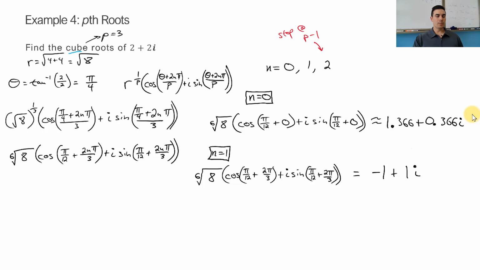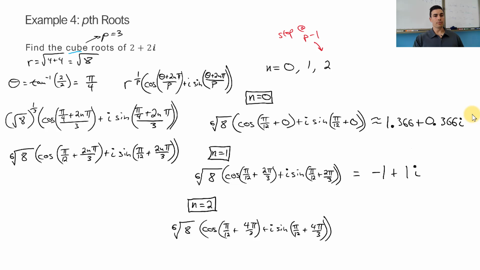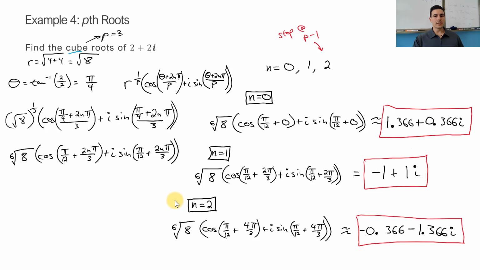And lastly, we'll go ahead and plug in n is equal to 2. So I've got the sixth root of 8 times the cosine of pi over 12 plus 4 pi over 3 plus i sine pi over 12 plus 4 pi over 3. So all we're doing, we plugged in 0 and then 1 and then 2 right here for this n value and then calculated our roots. So we have our 3 roots with good decimal approximations here.